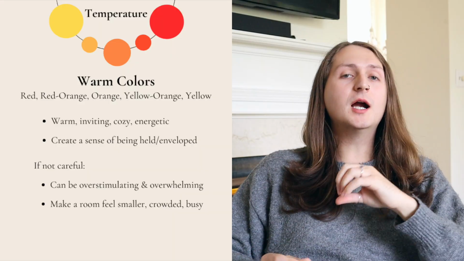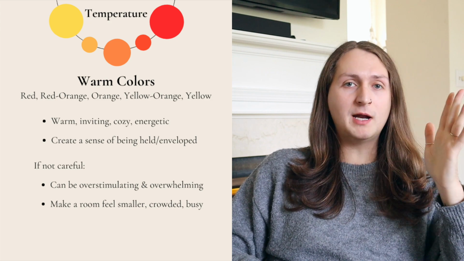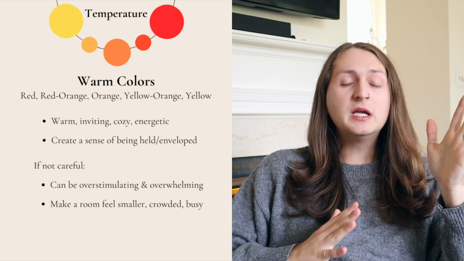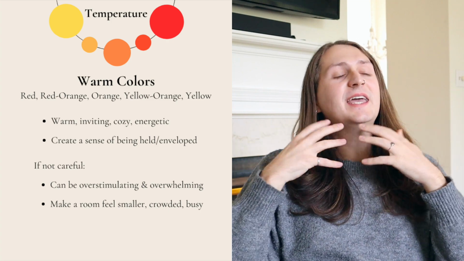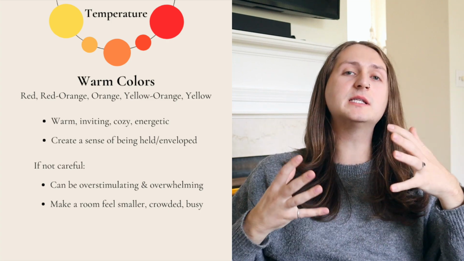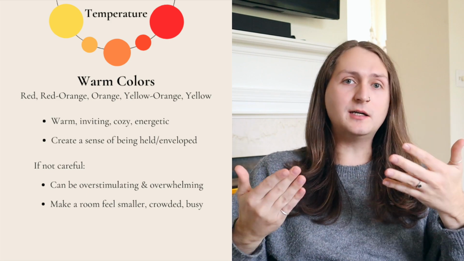In addition to these elements of color, we also have color temperature, and this is rated on a scale of warm and cool colors. And then we have our neutrals, which I'll get to. Our warm colors are anything that fall between red and yellow. These colors are really warm and inviting and cozy, and they give you a sense of being welcomed and held.